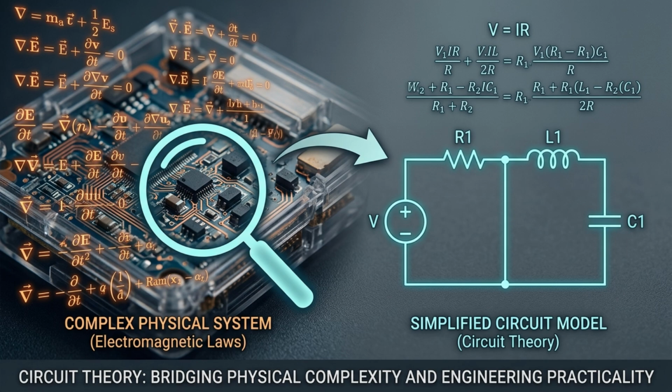Circuit theory exists because real electrical systems are too complex to analyze directly at the physical level. Electrons move according to electromagnetic laws, but solving full physics equations for every circuit is not practical in engineering. Instead, circuit theory provides simplified models that still produce accurate and useful results.